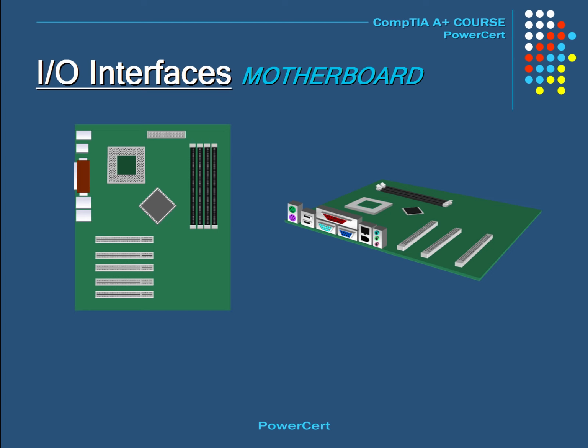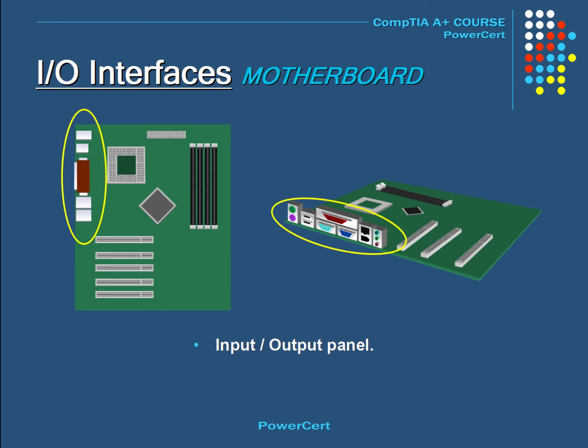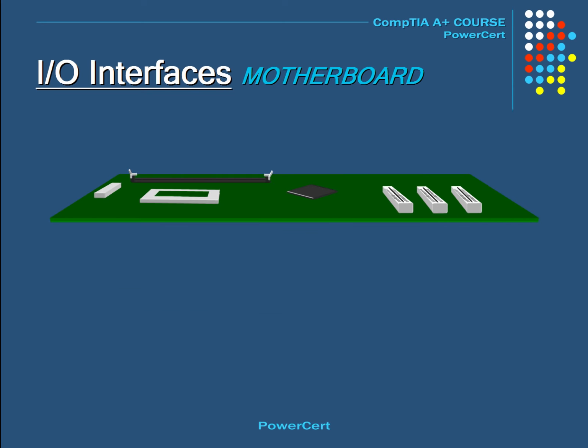Motherboards come built with several input-output interfaces. These interfaces are largely located on the rear input-output panel of the motherboard. For example, the PS2 connector. The PS2 connector is a 6-pin multi-DIN connector.